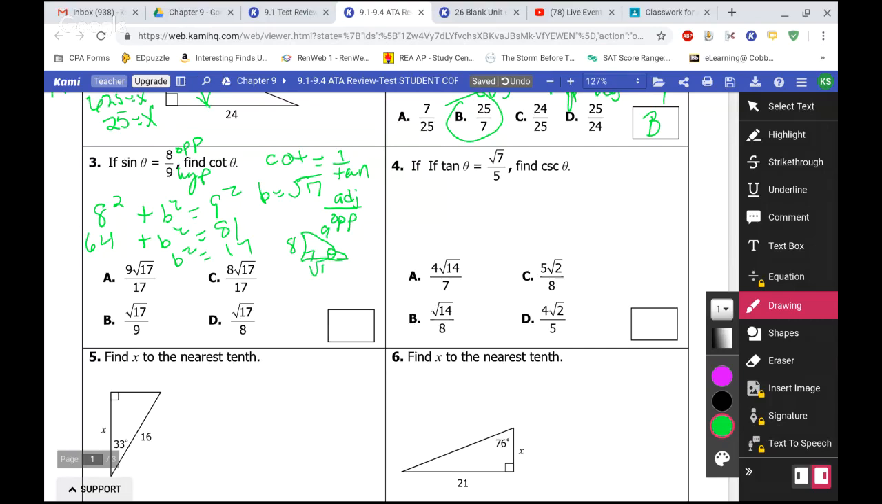So this is opposite, and the adjacent will be the square root of 17. So if I'm taking the adjacent and sticking it over opposite, it's going to look like that. So that's going to be D. Y'all probably knew that before I did. I have to draw the triangle. I need a word picture.